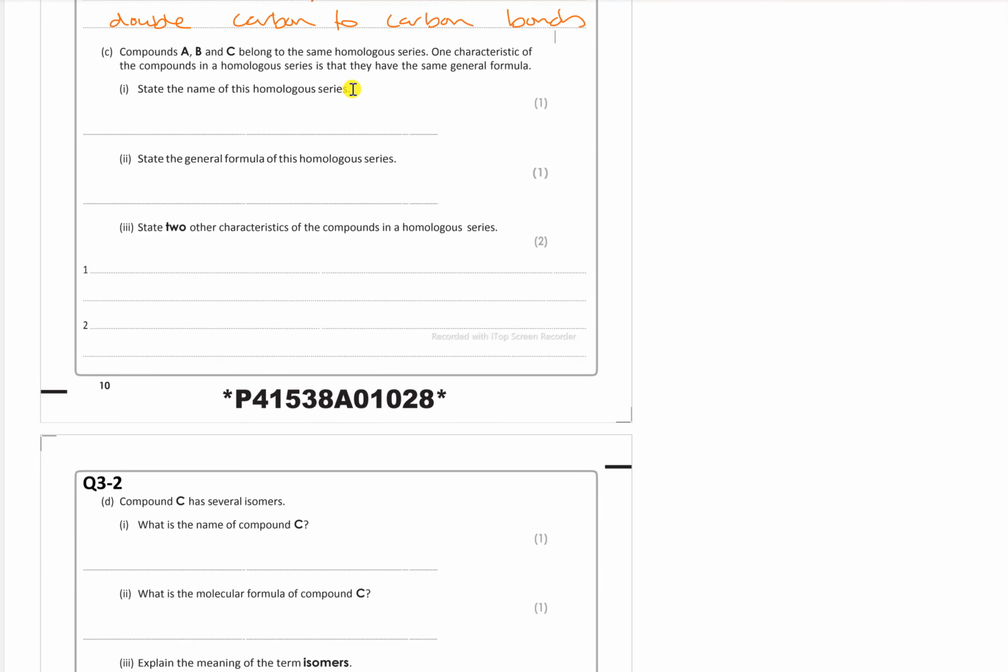Right. Compounds A, B, and C belong to a homologous series. Homologous: homo, same. Like homeostasis in biology, it just means steady state or same state. Right, name the homologous series of A, B, and C.